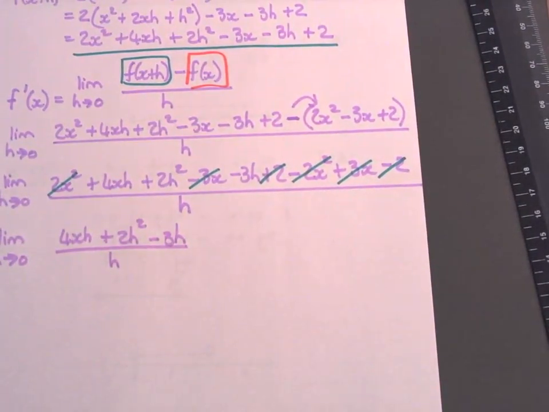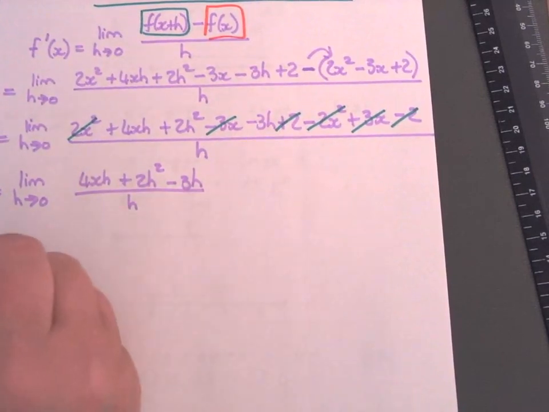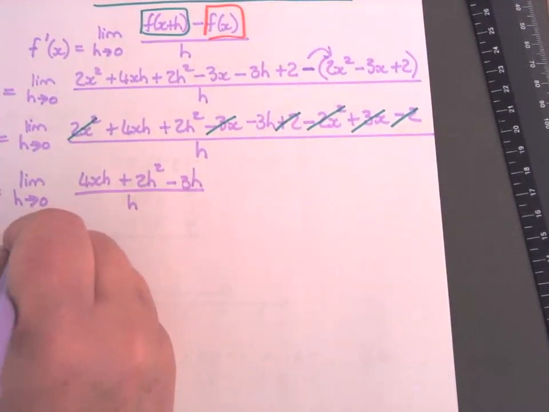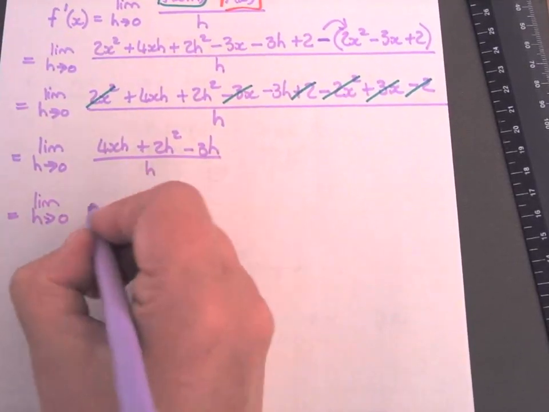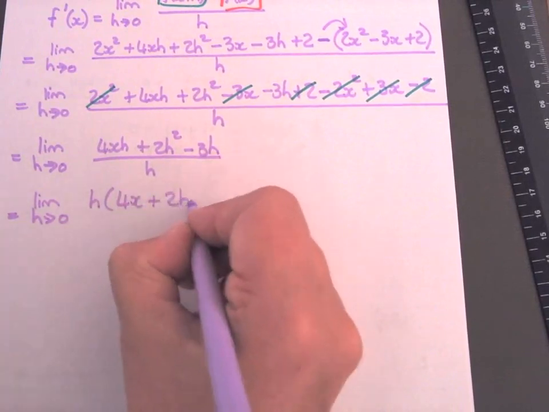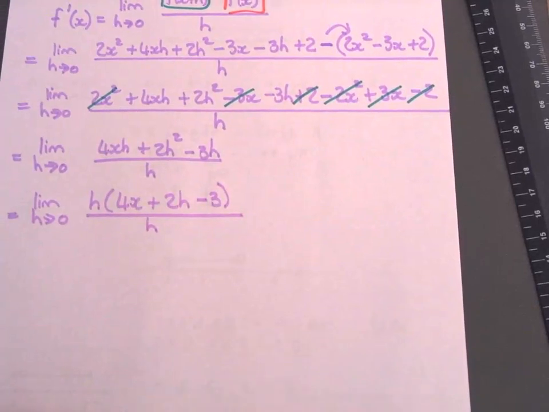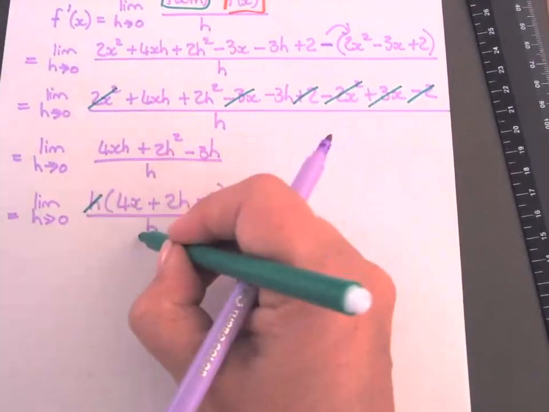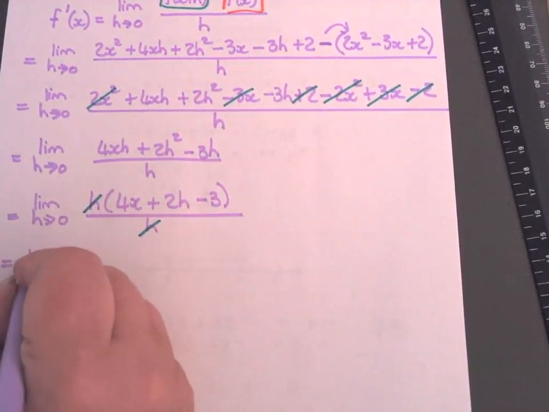Can I substitute the h now with a 0? No. What must I do? Factorize. What can I do? Take out an h. H tends to 0. Take out h. It's 4x plus 2h minus 3 over h. And then we can cancel out these two. Write down what's left.